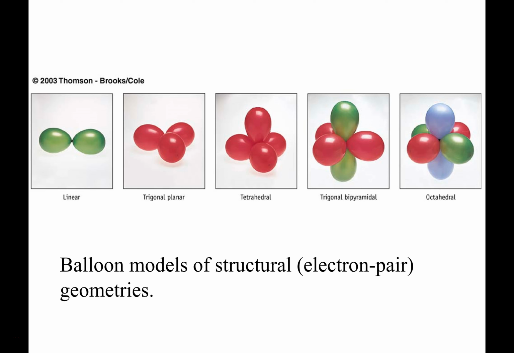I'll put it up here on the board. The next one I'm going to hold you accountable for, sp3 orbital hybridization, gives you a tetrahedral shape, where these balloons are pulled together. Think of that as the atom that's creating these hybridized orbitals.